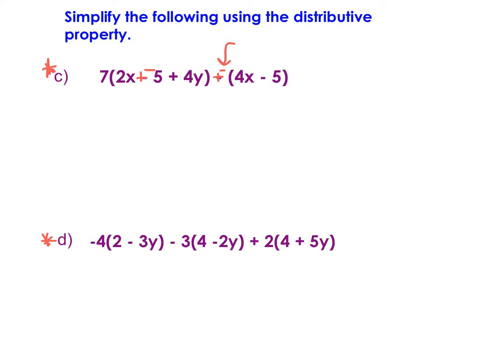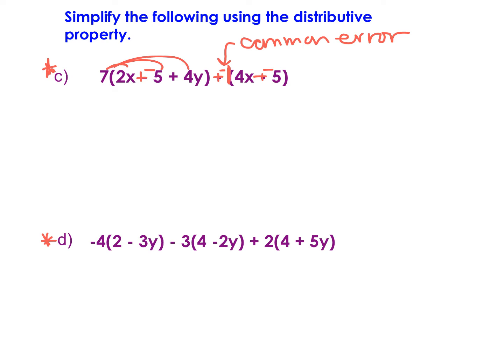Now remember that if there's not a number here, this is an implied 1. And because it's a subtraction, it's an implied -1. So don't miss that piece. This is a common error that students typically make. They miss that -1 in there.